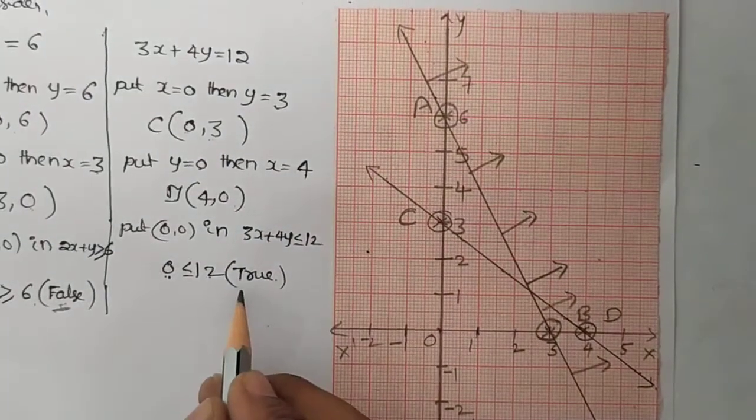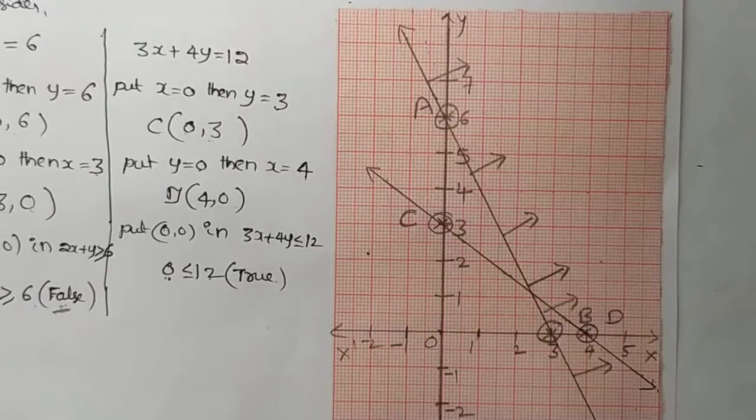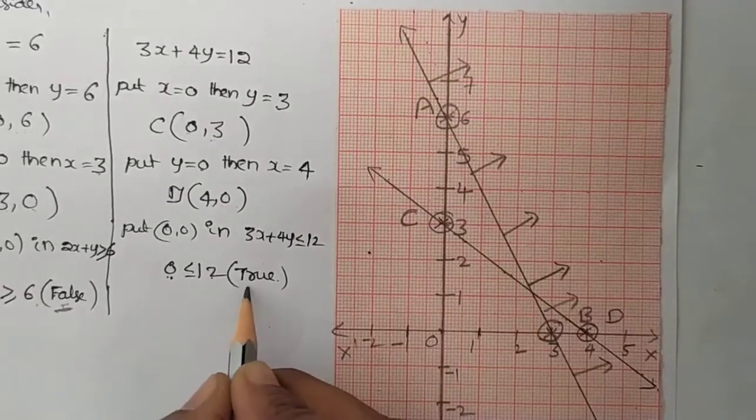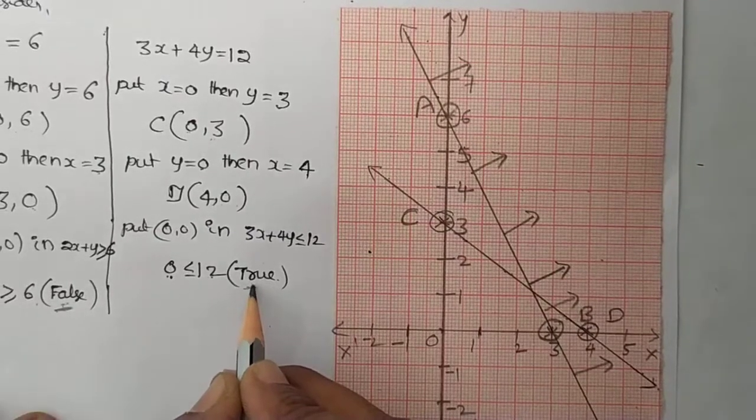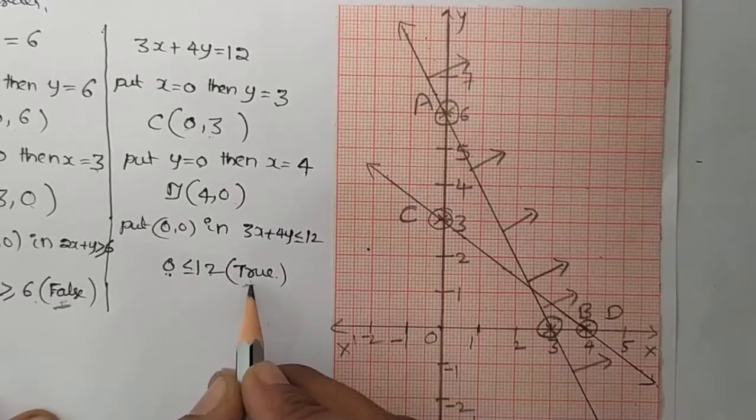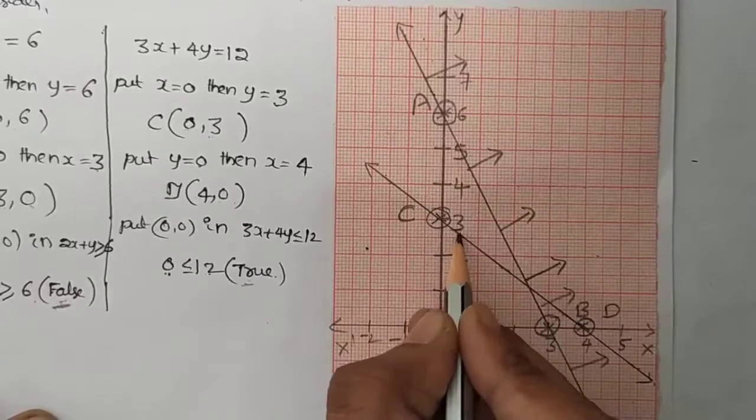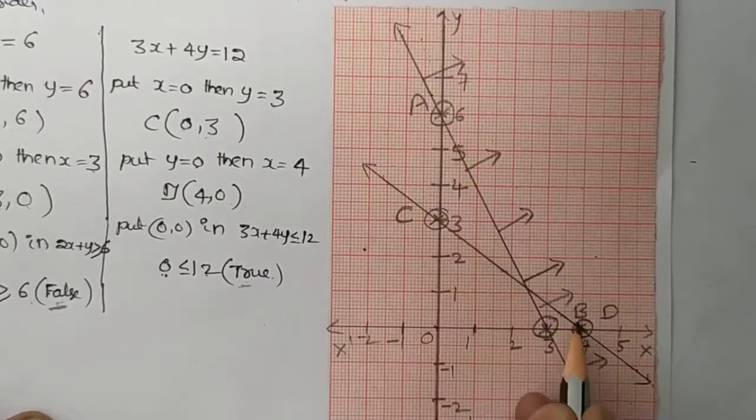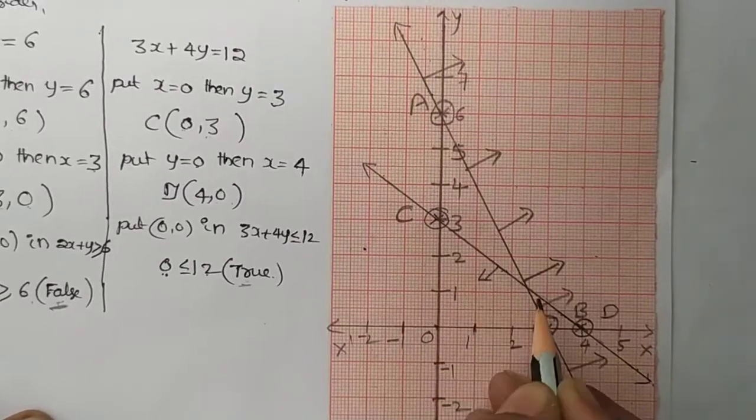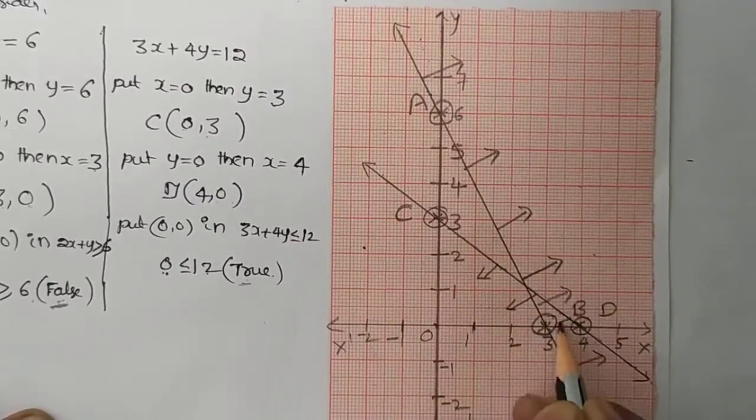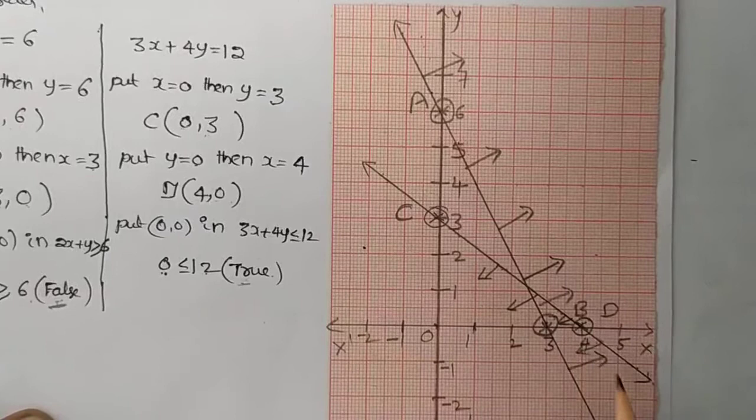Next, this inequality is giving true. So we have to shade towards the origin. This inequality is giving true, so we have to shade towards the origin. Like this we have to shade.